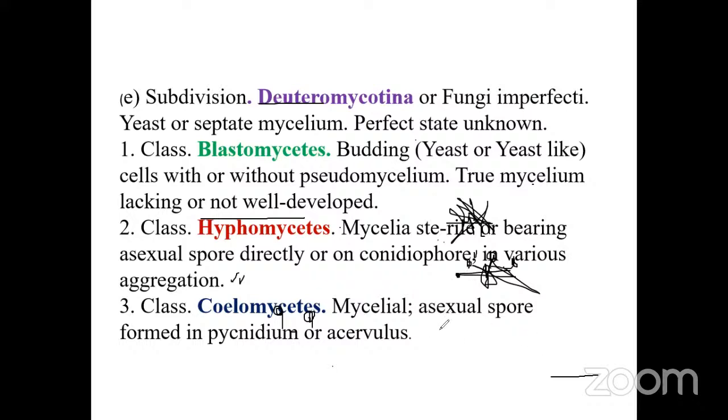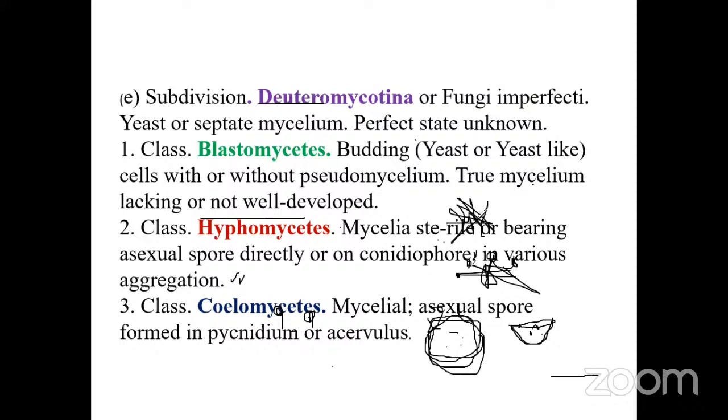If the asexual spores are formed in a pycnidium, which means a round globular fruiting body, or an acervulus, an observable saucer-like fruiting body, that type of fungi are called Coelomycetes.